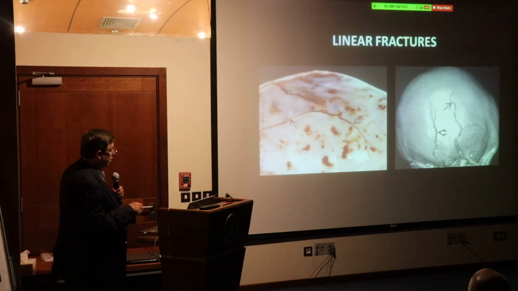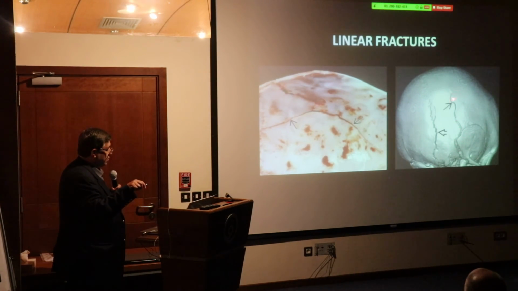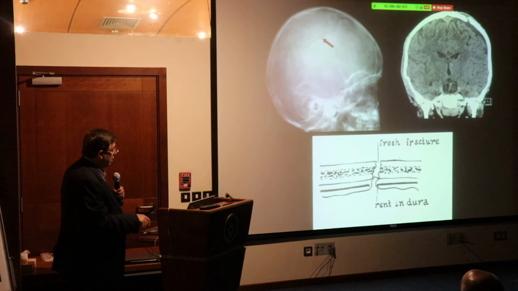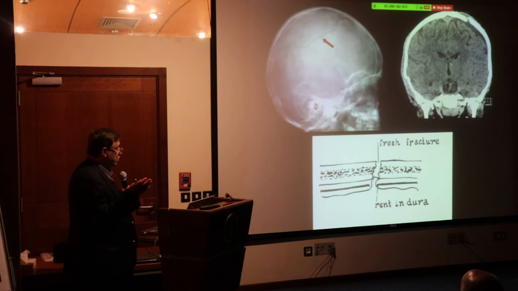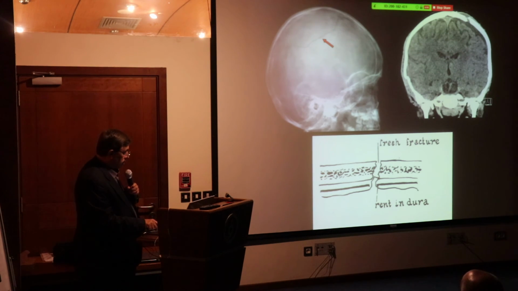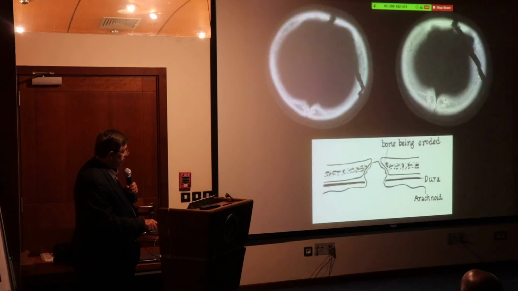So this is the story. A child has fallen. There's a linear fracture or a fracture through the suture line. And this is how it looks. So this is the bone, this is the fracture, and this is the tear in the dura. A sort of benign course, but sometimes this benign course tends to be aggressive.